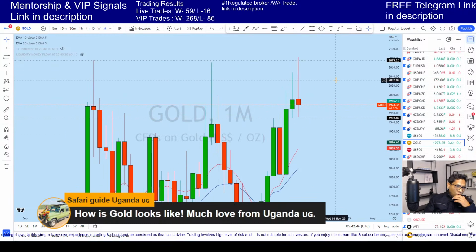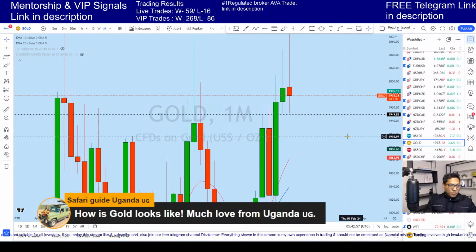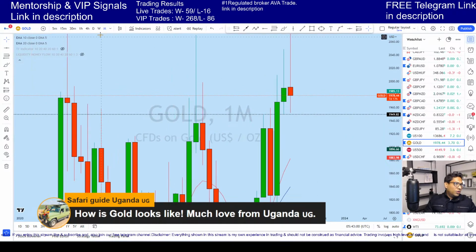What I think is that gold may break this level on the monthly. We still have a couple of days for the monthly candle close. I think we could see the market breaking this level of support on the monthly time frame.